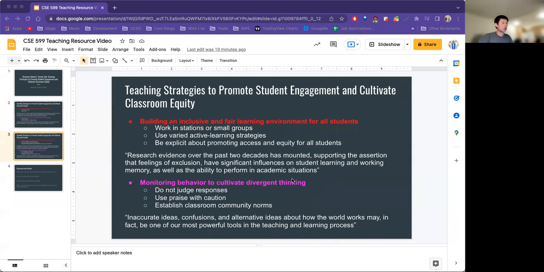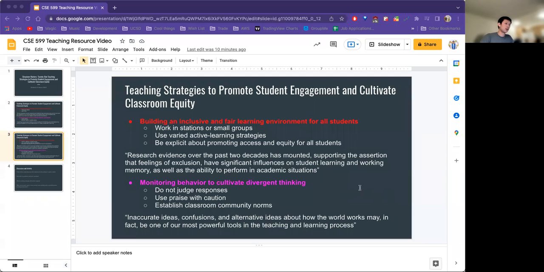The last 2 main categories are building an inclusive and fair learning environment for all students, and monitoring behavior to cultivate divergent thinking. You can use the following techniques to build an inclusive environment for students. Work in stations or small groups, use varied active learning strategies, and be explicit about promoting access and equity for all students.